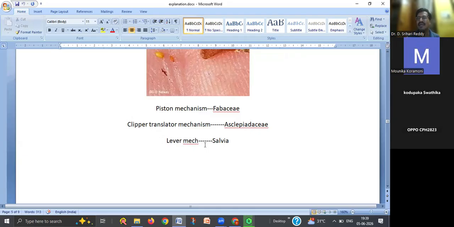Here anther acts like a lever. It moves like this as a lever. And it is useful in pollination. It is observed in the Salvia. Salvia is the plant belongs to Lamiaceae family. So in Salvia, we observe the lever mechanism. So these three are very important topics. Piston mechanism in Fabaceae, clipper translator mechanism in Asclepiadaceae, and lever mechanism in Salvia. So these are the most important mechanisms you should remember.